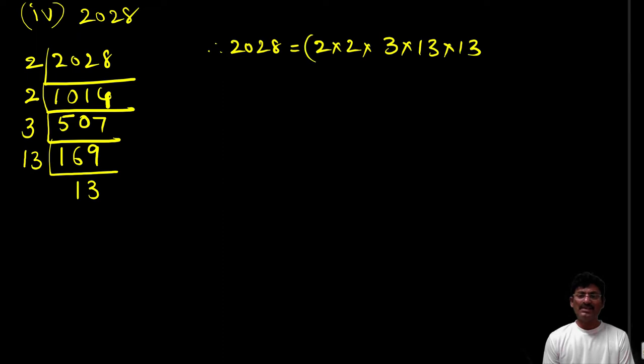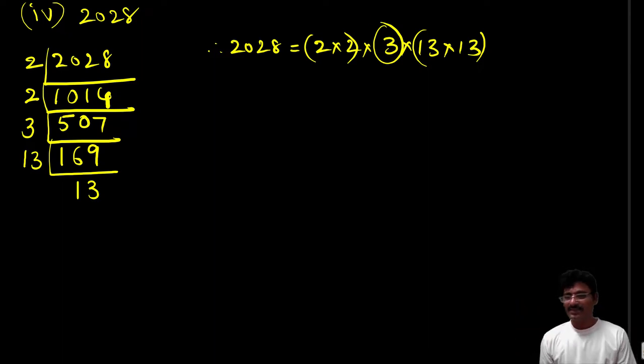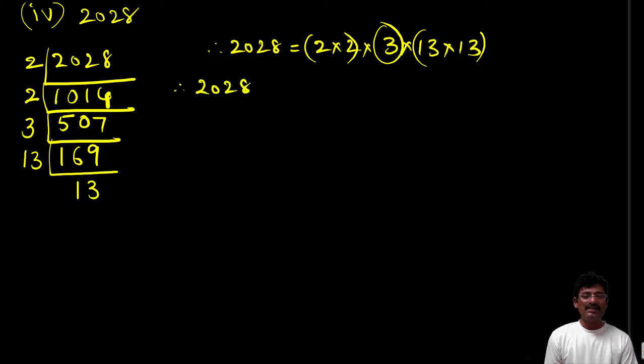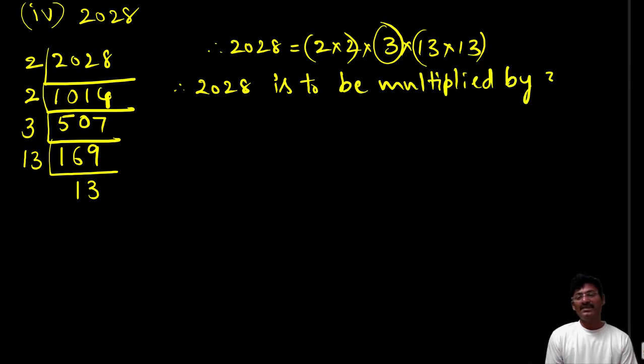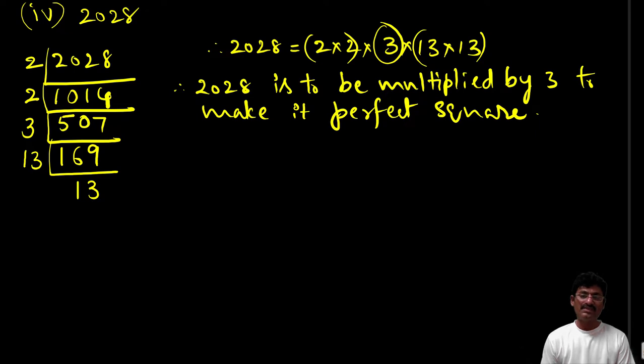Let us make pairs here. 2 times 2 is there. 13 times 13 is there. What about 3? There is no pair for 3. Then what shall we do? Let us bring one 3 and let us make pair. Okay. So, therefore, 2028 is to be multiplied by 3 to make it perfect square. There is no pair for 3. That is why we need to multiply this one by 3 like this so that it will be a perfect square.